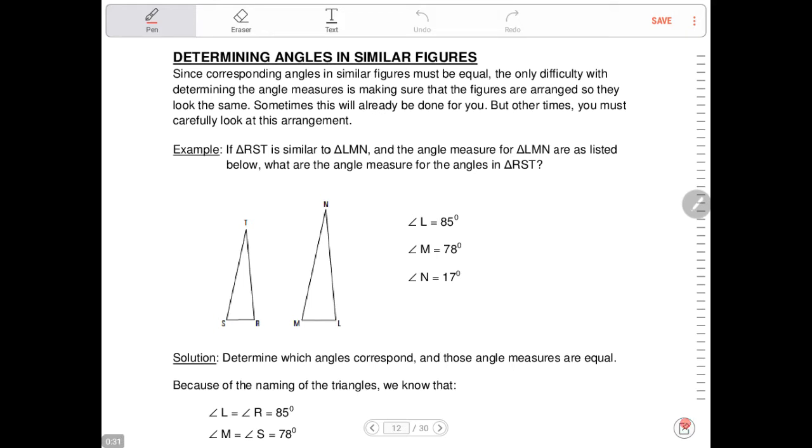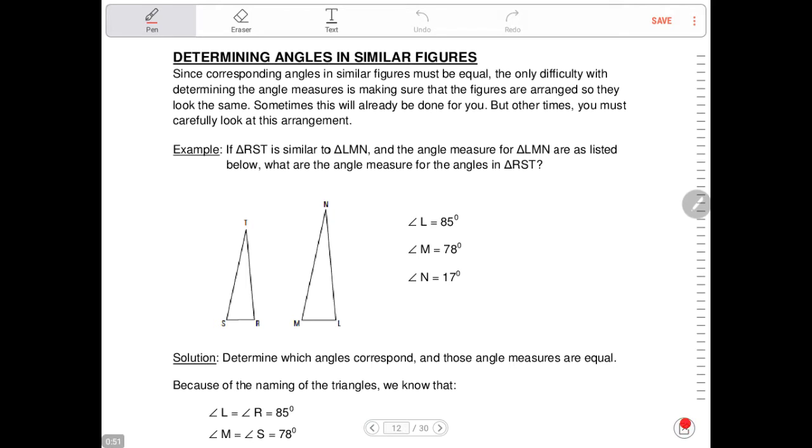Let me read to you from the top. It says, since corresponding angles in similar figures must be equal, the only difficulty with determining the angle measures is making sure that the figures are arranged so they look the same. Sometimes this will be done for you, but other times you must carefully look at this arrangement.